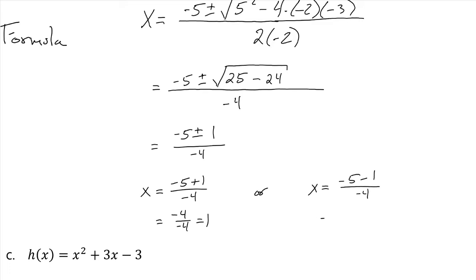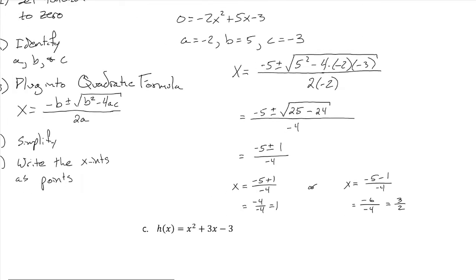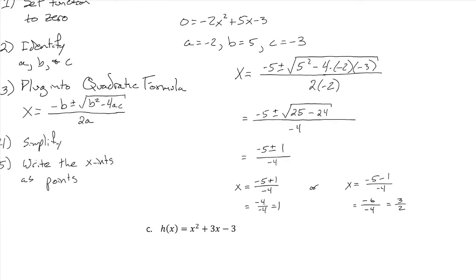If we have x equals negative 5 minus 1 over negative 4, this becomes negative 6 over negative 4, and that reduces to positive 3/2 as the negatives cancel out. All right, and so now we know that our x-intercepts are (1, 0) and (3/2, 0). 1 and 1 1/2. So they're pretty close together on this one.